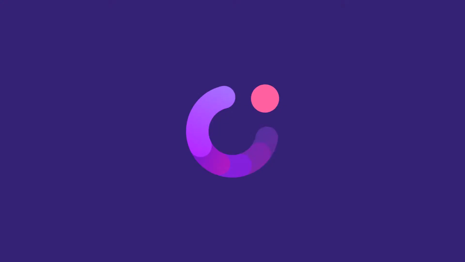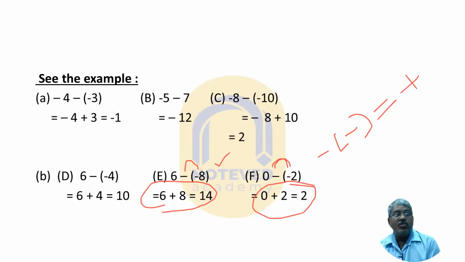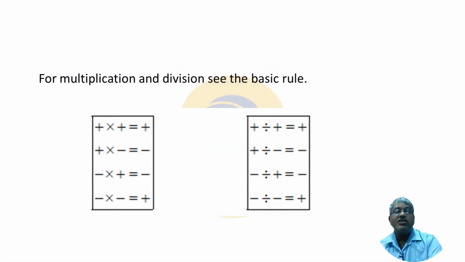Clear? Now how do you get it? This is the rule. So when you subtract or add any number, you see 0 minus minus 2. The answer is minus into minus is plus. So 0 plus 2 is equal to 2. This is the rule. In this way, you do the sums.